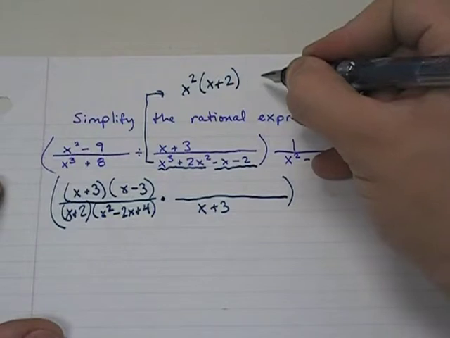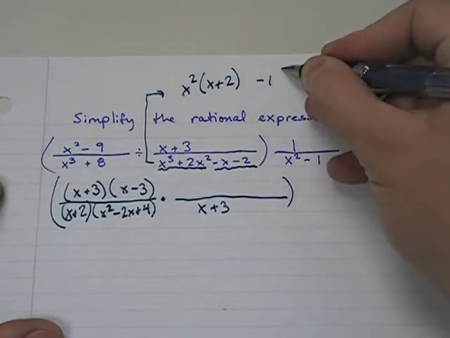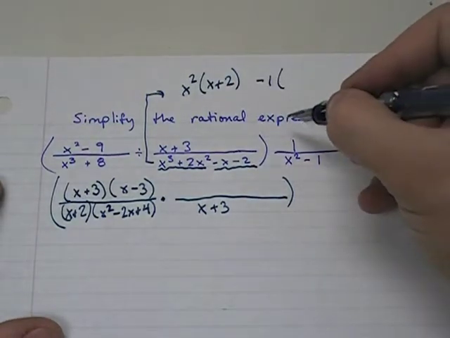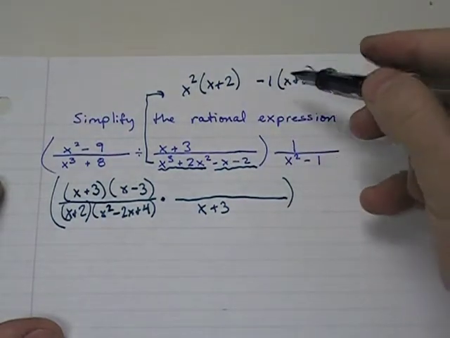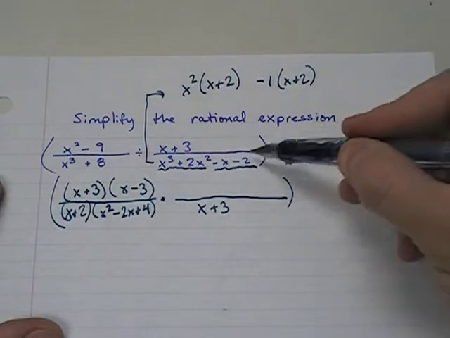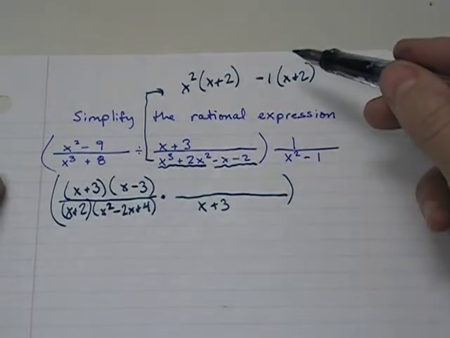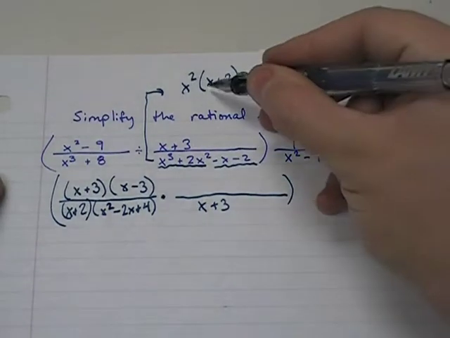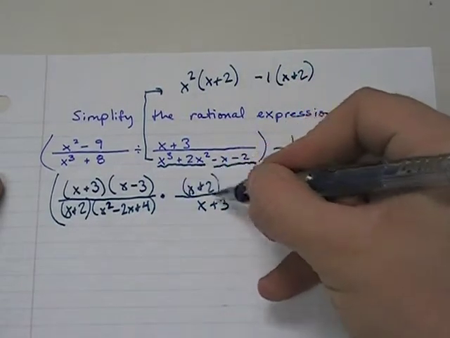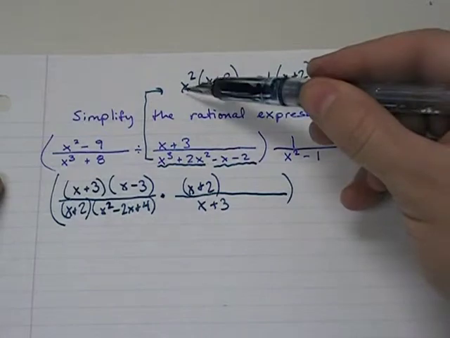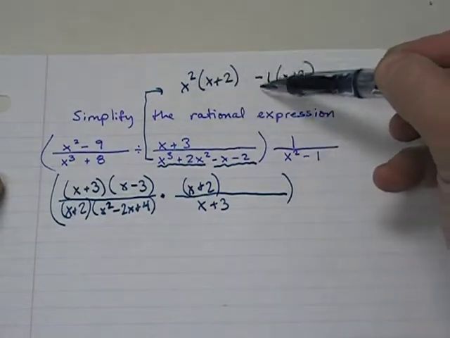And I would just factor out a minus 1. And what are you left with? X plus 2. Okay? Because negative 1 times x plus 2 is negative x minus 2. So what are your factors? Your factors will be the common factor, x plus 2, times the other factors put together. So x squared minus 1.